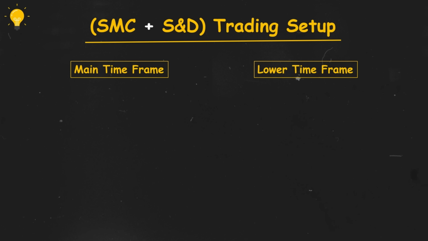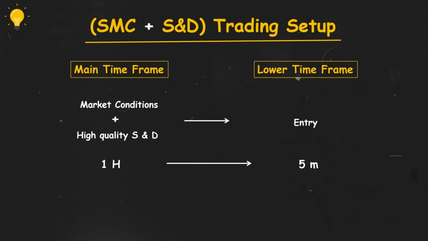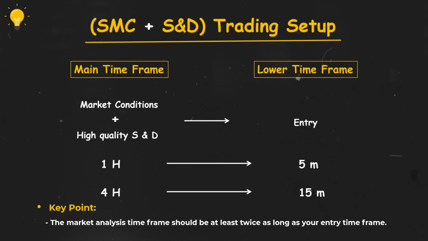This strategy works with 2 time frames, a higher time frame to analyze market conditions and identify high-quality supply and demand zones, and a lower time frame to zoom in for confirmation signals and precise entries. My recommended combinations are the 1 hour with the 5-minute, or the 4 hour with the 15-minute. Of course, you can use other time frames as well, but the key rule is that your higher time frame should always be at least 2 levels above your entry time frame. Also keep in mind that supply and demand zones on the 4-hour and 1-hour charts are far more reliable, and price is much more likely to respect them.